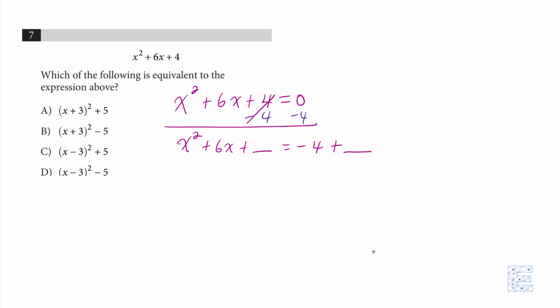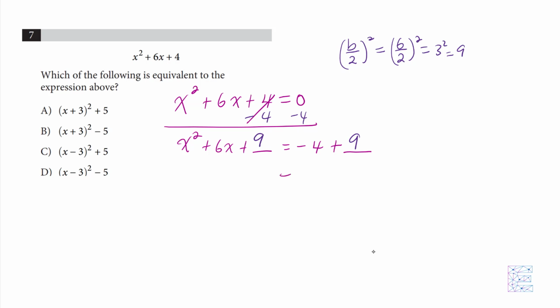To fill in the blank, we're going to use this tiny formula, b over 2 raised to the second power. So our b value here is 6. We're going to divide that by 2, and we're going to square it. So that would be 3 squared, which is 9. So we know these blank spaces are going to have 9s in them.